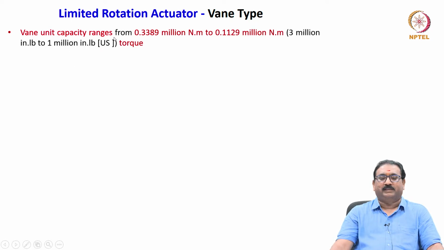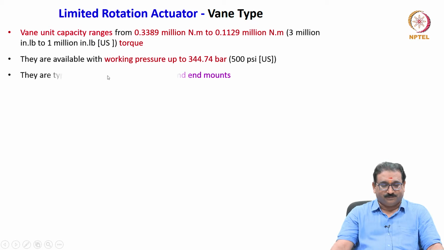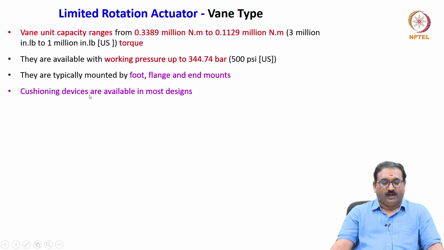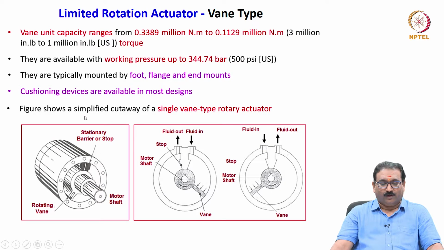Vane unit capacities range from 0.3389 million Newton meter to 0.1129 million Newton meter torque. They are available with working pressures up to 344.74 bar. They are typically mounted by foot, flange and mounts. Cushioning devices are available in most designs. You will see here I have shown you the simplified cutaway of the single vane type rotary actuator.